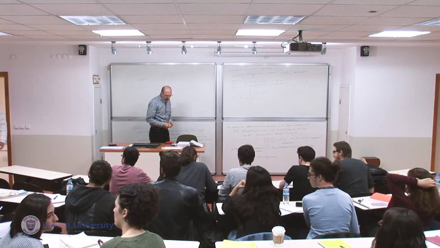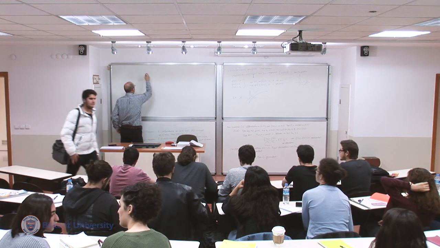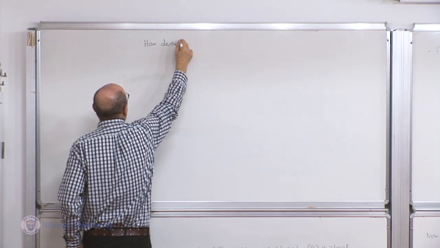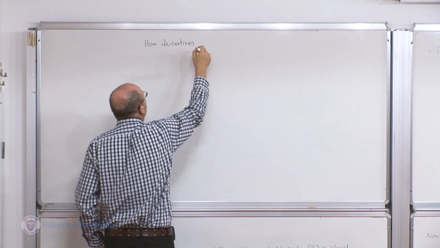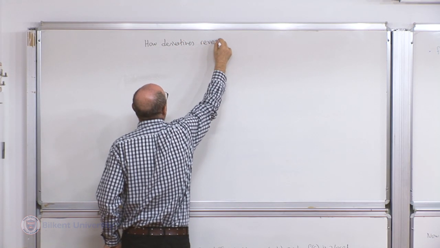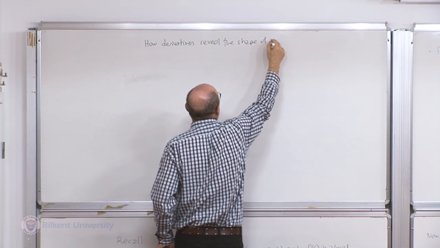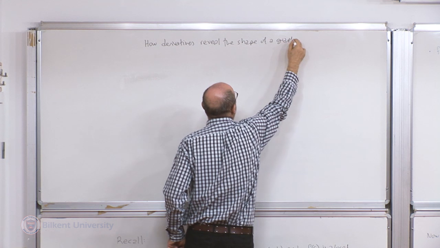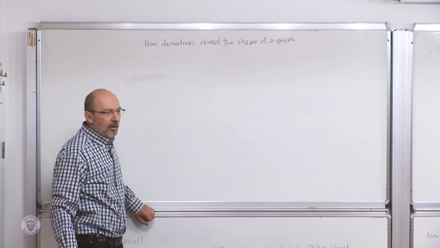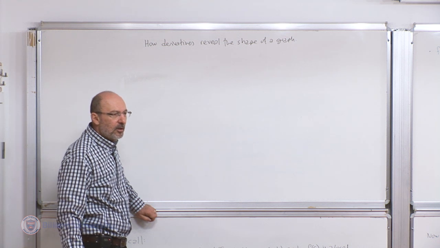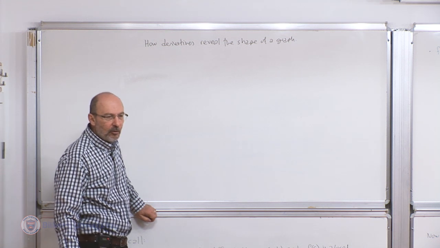Okay, so our topic is how derivatives reveal the shape of a graph. Again, the tools that we are going to use are, well, not many tools, just the mean value theorem.